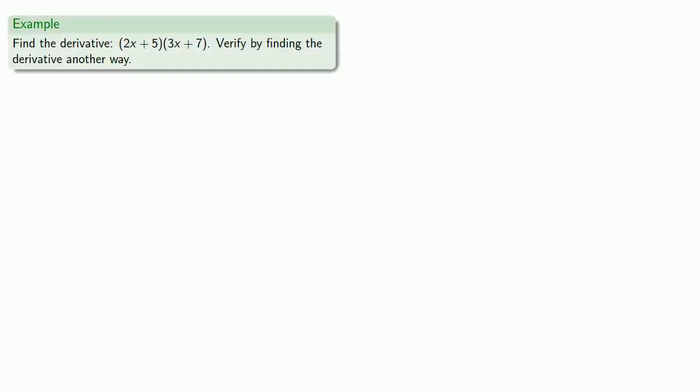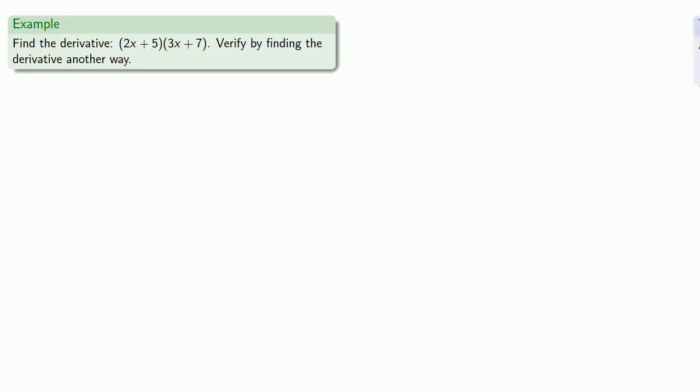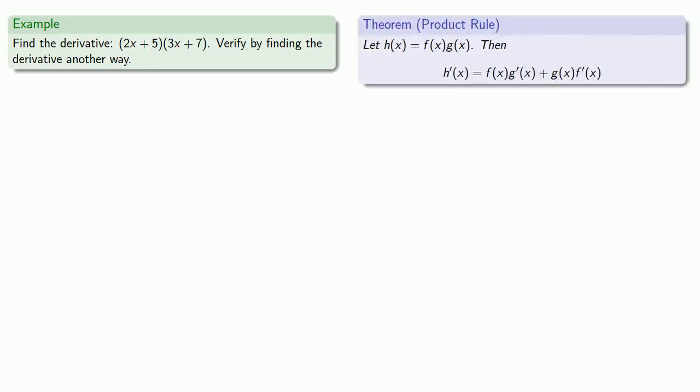So suppose I want to find the derivative of 2x plus 5 times 3x plus 7. Again, the last thing that we do determines the type of function, and in this case this is a product, and we have a way of finding the derivative of a product. And because you found this way on the internet, it must be true.